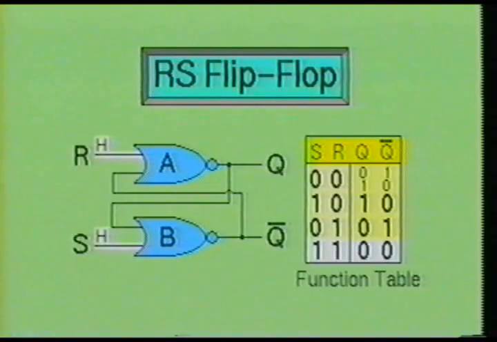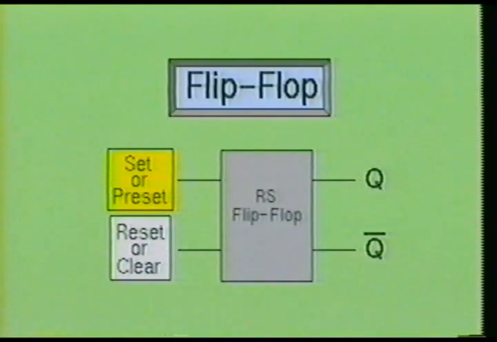Here we have changed the inputs so that both the set and reset are high. The truth table shows that under this condition, both outputs Q and not Q will be low. This is easy to understand since we know that a high at any input of a NOR gate will cause the output of the gate to go low. The set input of a flip-flop is sometimes called the preset input, and the reset input is sometimes called the clear input.